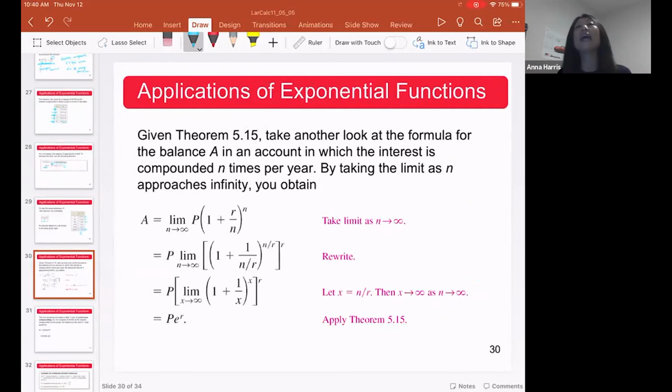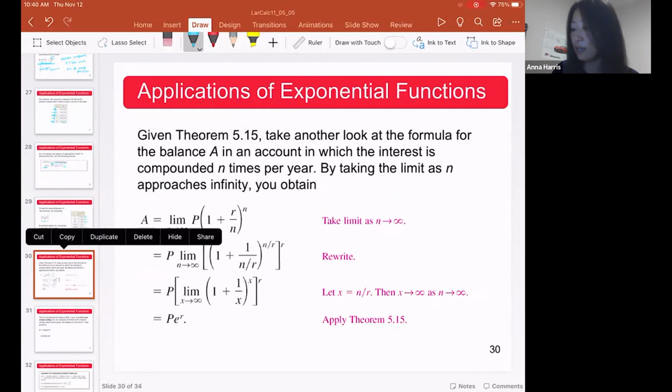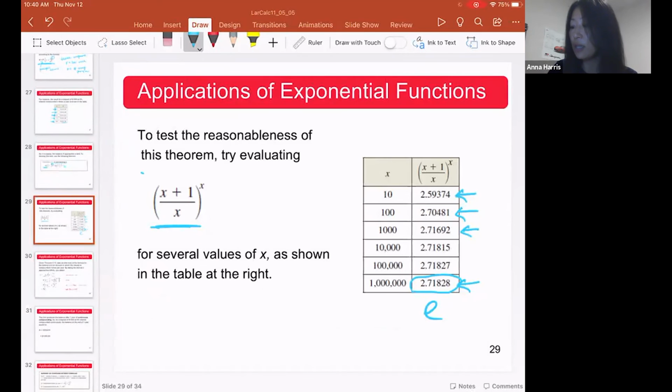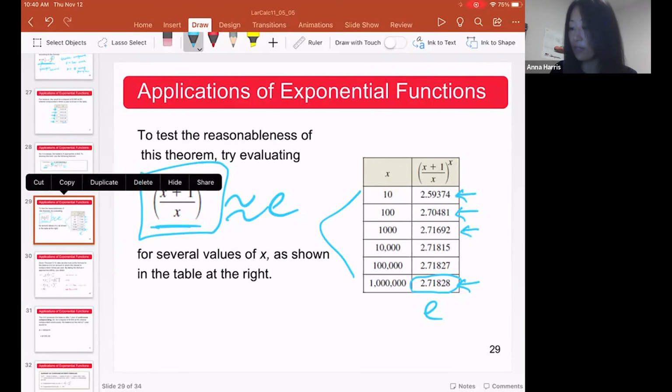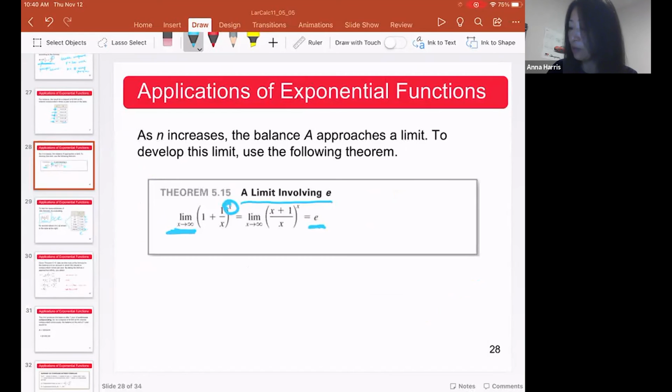Well, look at this one. Given theorem 5.15, take another look at the formula then. We just learned that if you replace, remember right here, let's look at this one again. When I put this one, this is the same as what? Equivalent to e. We learned that by looking at this numerically: 1 plus 1 over x to the x, limit as x goes to infinity. You just learned that is equal to e.